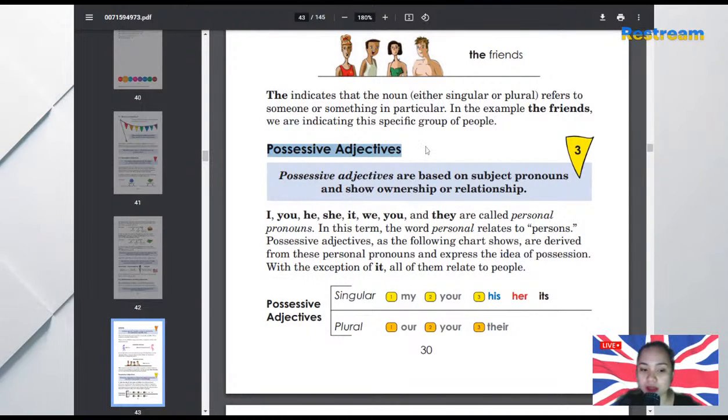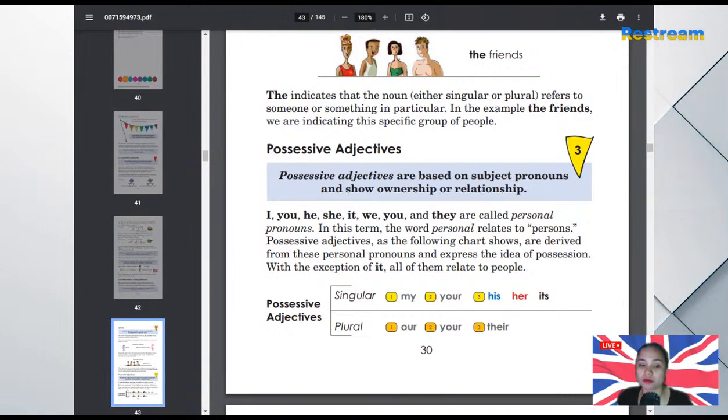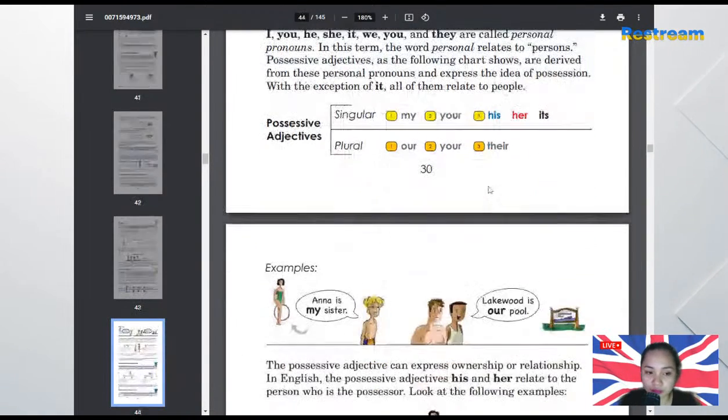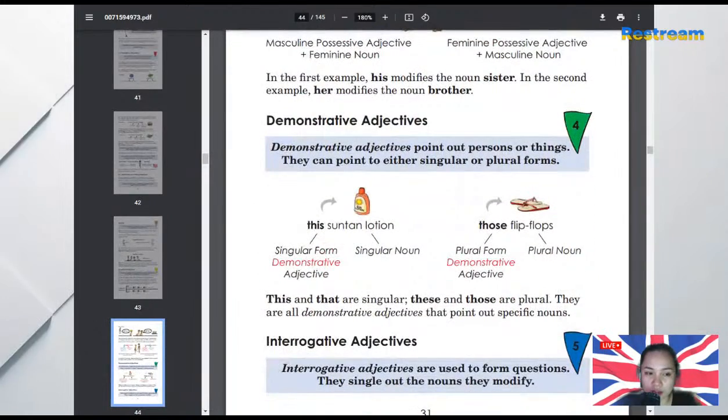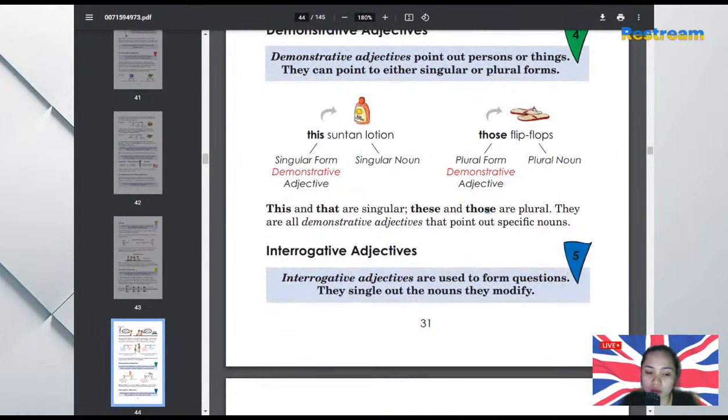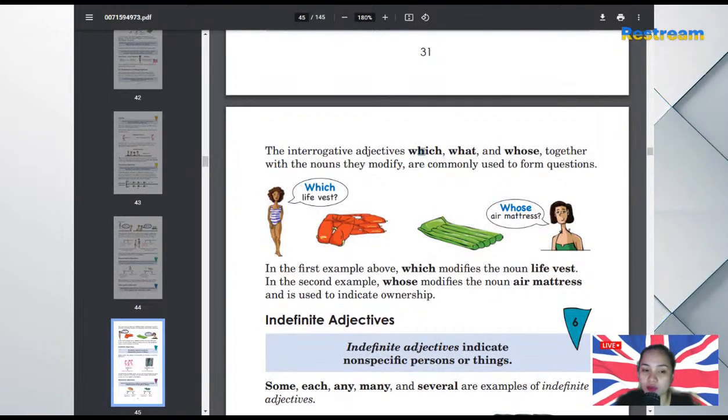We also discussed on page 30 the possessive adjectives. When we say possessive adjectives, we use the personal pronouns. Possessive adjectives show ownership and relationship. Then the demonstrative adjectives on page 31, using words like this, that, these, and those. We also continued with the interrogative adjectives, using question words like which, what, and whose.